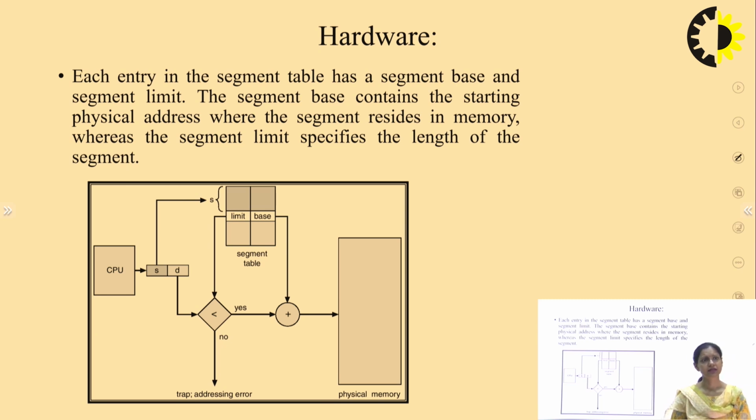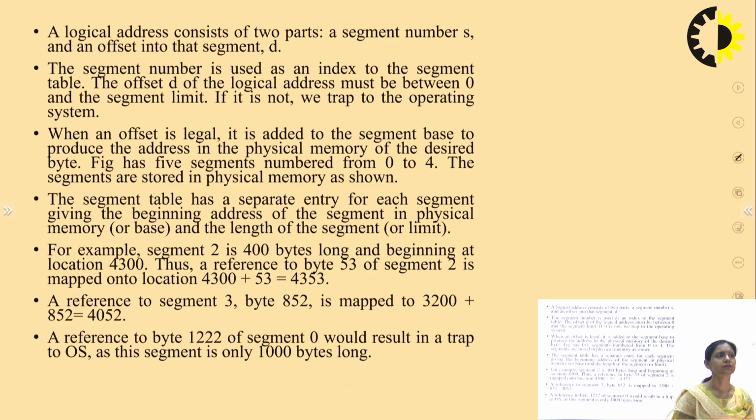The segment base consists of the starting physical address where the segment resides in the memory, whereas the segment limit specifies the length of the segment. So here we have the segment and the offset. When the CPU requires something, the segment number comes up and refers to the segment table, which has the limit and the base. If the offset is less than the limit, then the base is added and the data is loaded from the physical memory. Otherwise, a trap or addressing error occurs.